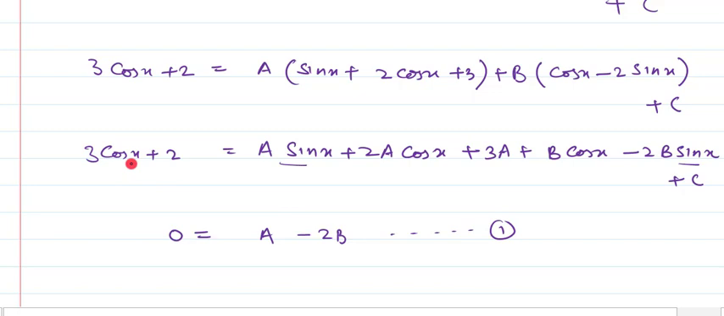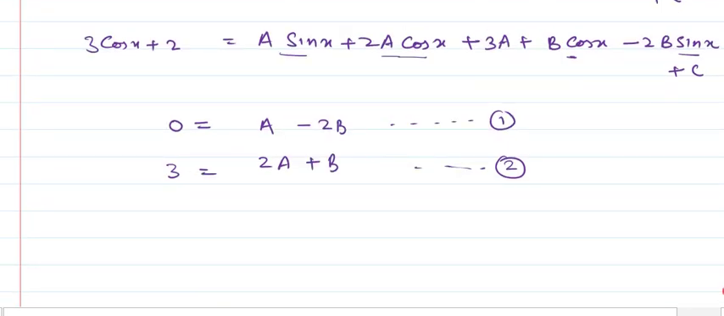Now let us select cos x. Here the coefficient of cos x is 3 and on the right hand side one is this 2a, and another term is b. So 3 is equal to 2a plus b. Let us name this as equation number 2. Now the third thing which is left is the constant term. Here the constant term is 2 and here the constant terms are 3a and c. So 2 is equal to 3a plus c. Let us name this as equation number 3.